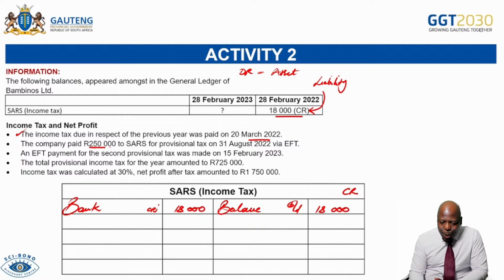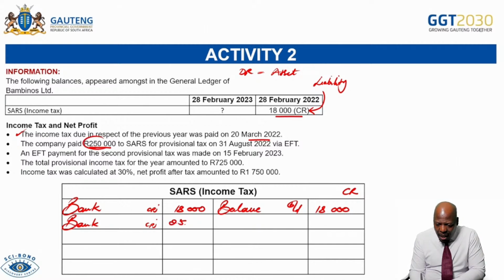The company paid 250,000 rands to SARS for provisional tax on the 31st of August via EFT. So we have a provisional tax payment on the 31st of August. And we paid 250,000. That means I'm going to come here and I'm going to say again, bank CPJ. And we paid 250,000. So I'm going to come here, 250,000. That was the first provisional payment.